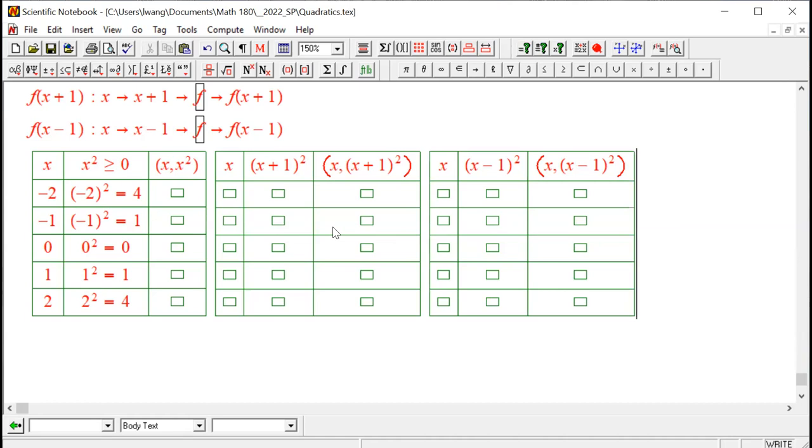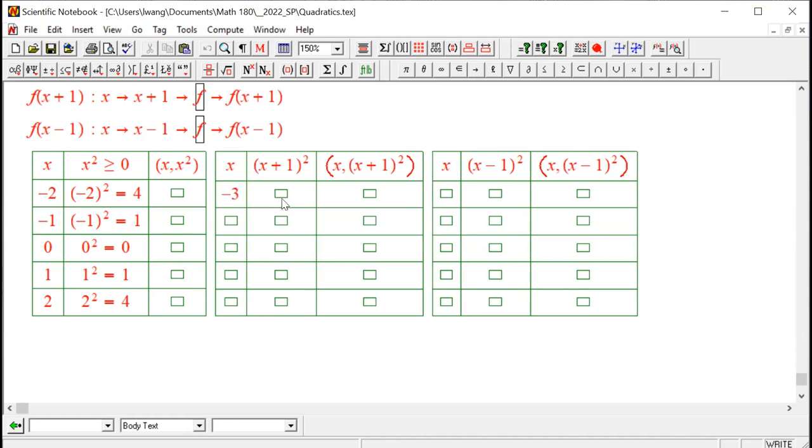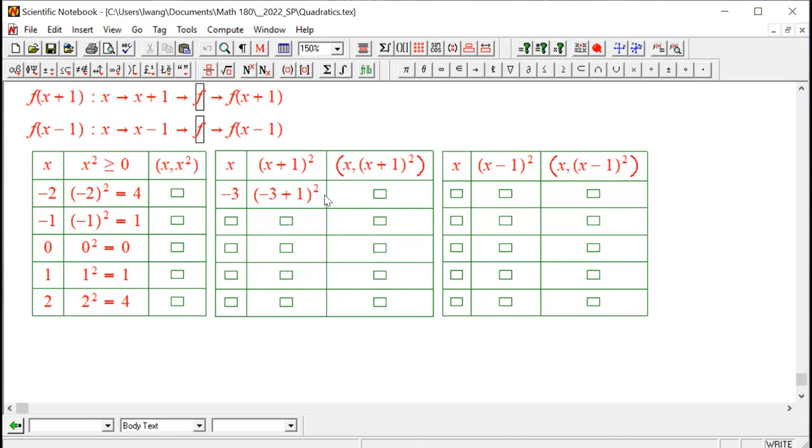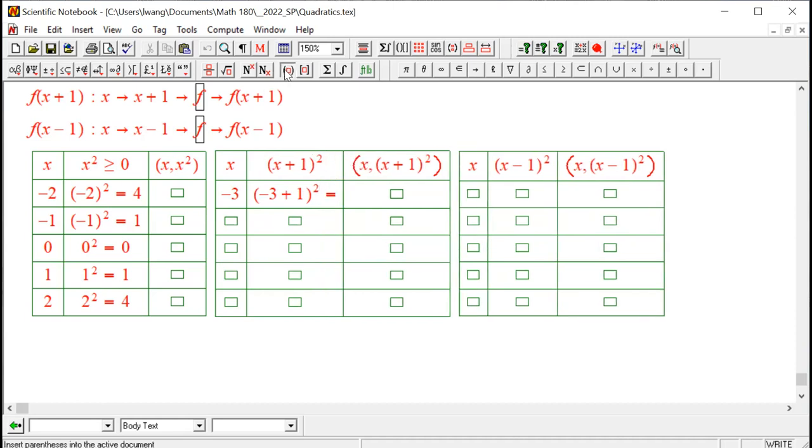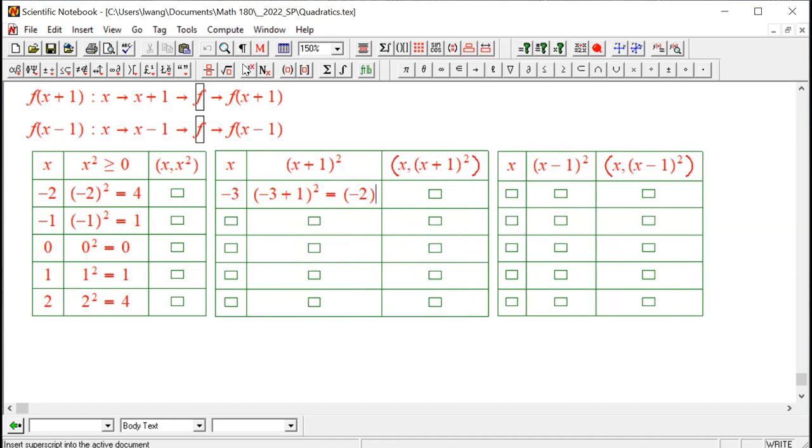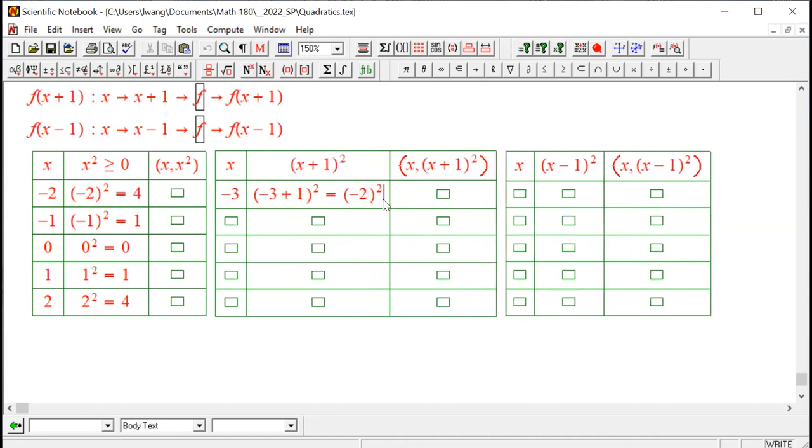Okay, so how am I going to choose the points then? How am I going to choose the point? Right? And this is how I'm going to choose the point. Okay, the first input, I'm going to choose -3. Okay, so here I will be having -3 plus 1 squared, right? And so that's going to end up to be -2 squared. I want to show you how to do this, right? So I get a 4.